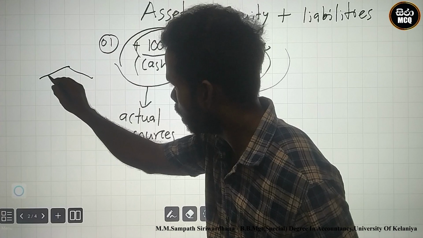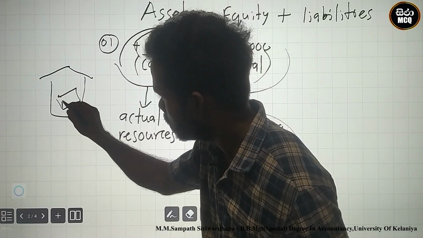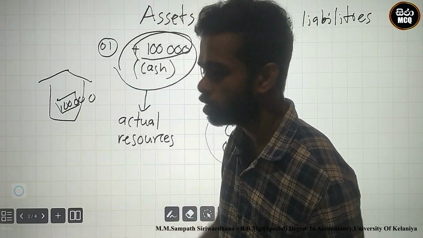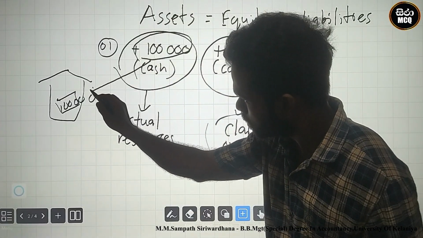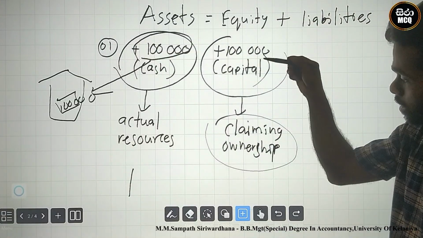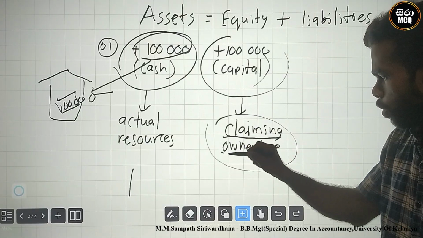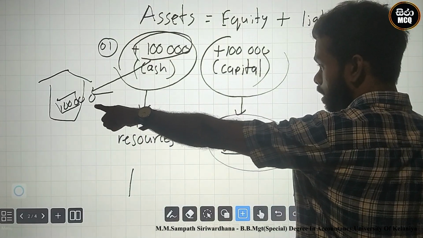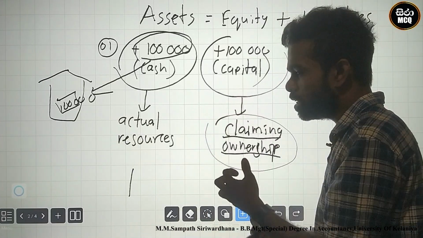Look here, this is our business. There is 100,000 cash in the business. This is the cash inside the business. Okay, this is the resource. This part is the ownership. Equity means the claiming, ownership. The owner says, look here, this is the 100,000 rupees. This is my ownership. This is the claiming.